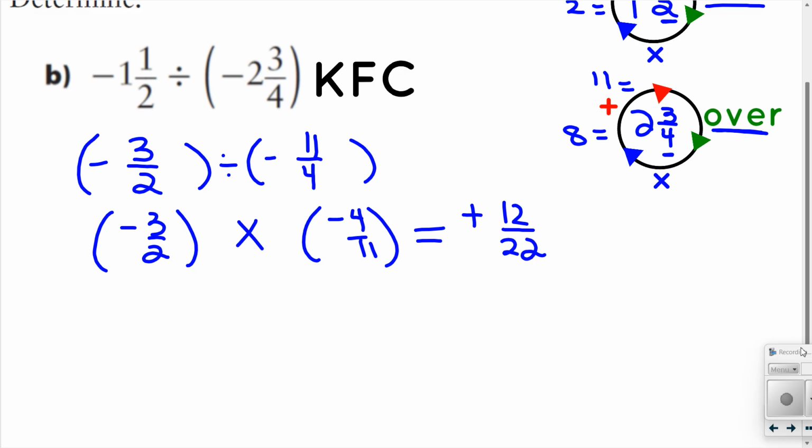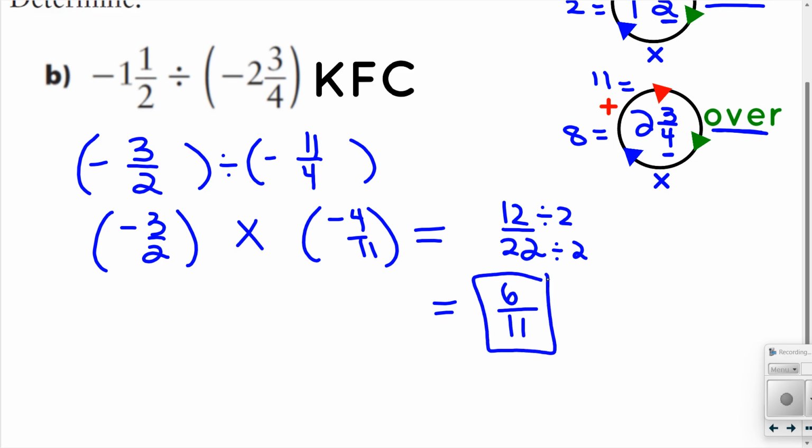Now I don't really need to keep the positive. You can if you want to, but in the absence of a negative, it's always going to be positive. And I just have to reduce it. So I see both of them are even, so I know that 2 is a common factor. So I'm going to do 12 divided by 2 is 6 over 22 divided by 2 is 11. So my final answer will be 6 over 11.